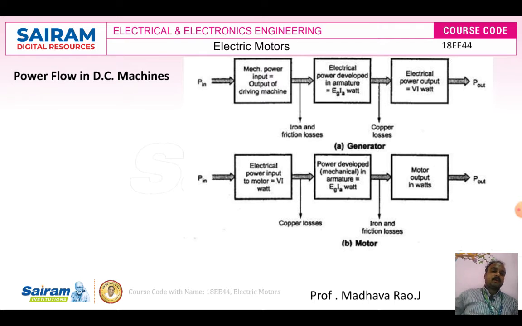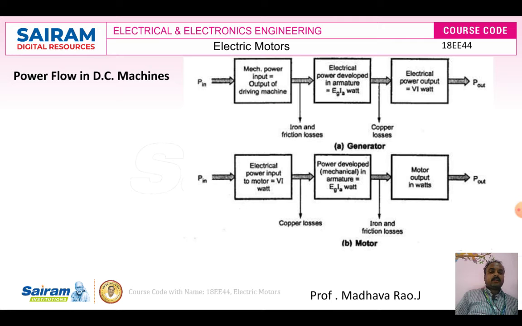After that, the generator will have iron and friction losses, the iron and constant losses. After subtracting the iron and friction losses from the mechanical input, we will get the electrical power developed. So we can see in the second block of the generator, the electrical power developed in the armature is equal to Eg into Ig.